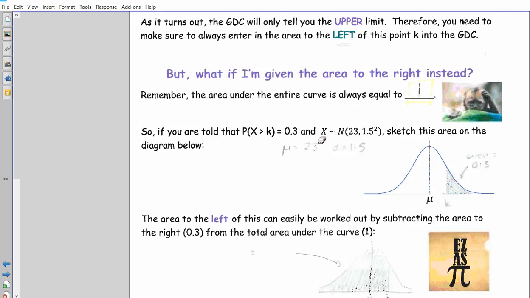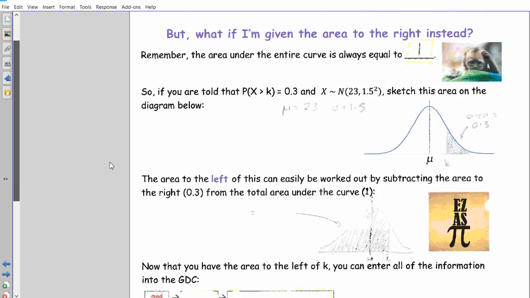We know the mean and standard deviation. We can still work out what k is just by plugging in instead the area to the left. So 1 minus 0.3, as we said, is 0.7. So that's the area to the left, and you would have to plug that into the calculator instead.